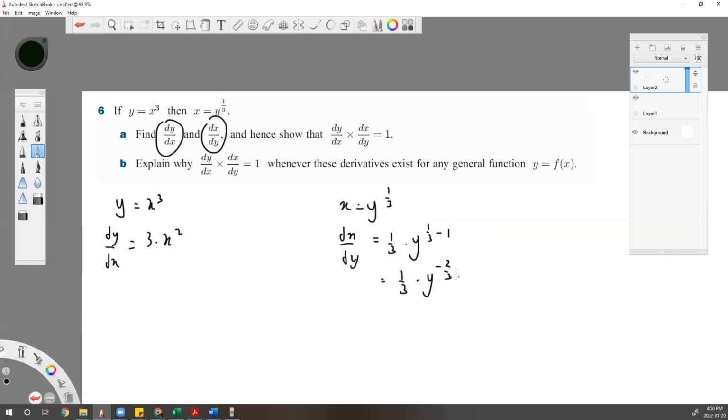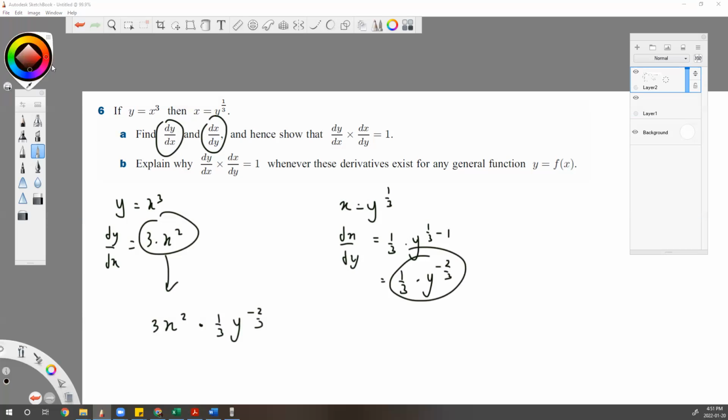Show that dy/dx times dx/dy equals 1. So this multiplied by this. So 3x squared times 1/3 of y to the power -2/3. What you can do now is cross out the 3 and the 3, and then x squared times y to the power -2/3.